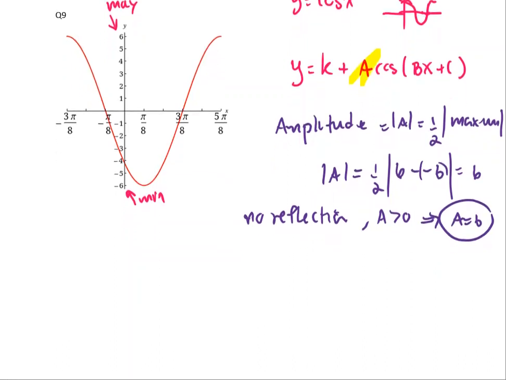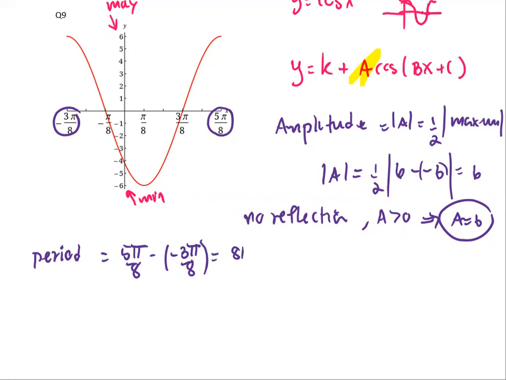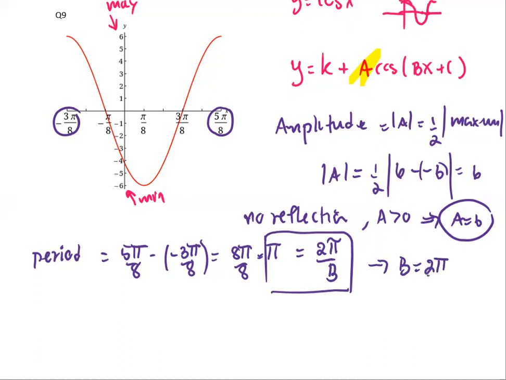Next, we're going to find the period. The period of this graph is computed by subtracting the left end from the right end. The right end is 5 pi over 8, minus the left end, which is -3 pi over 8. This simplifies to 8 pi over 8, or just pi. The period is computed with the formula 2 pi divided by b. If pi equals 2 pi divided by b, then b equals 2 pi divided by pi, or just 2.